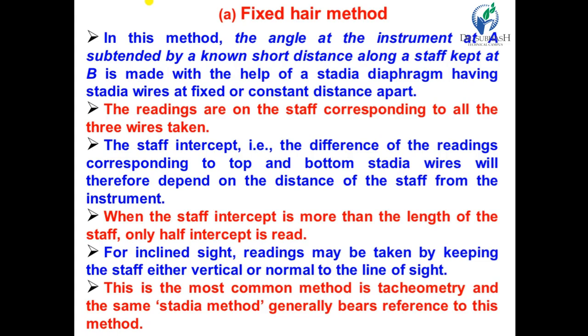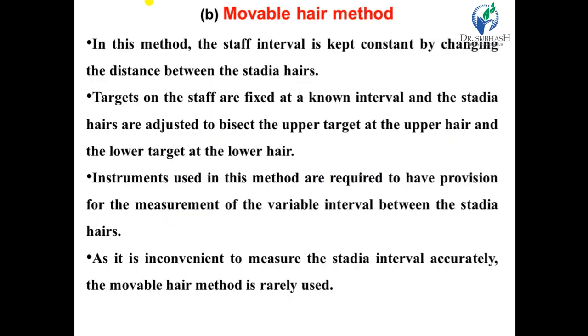The staff intercept, the difference of the readings corresponding to the top and bottom stadia wires, will therefore depend on the distance of the staff from the instrument. When the staff intercept is more than the length of the staff, only half the intercept is read. For inclined sights, readings may be taken by keeping the staff either vertical or normal to the line of sight. This is the most common method in tachometry, and the term stadia method generally refers to this method.